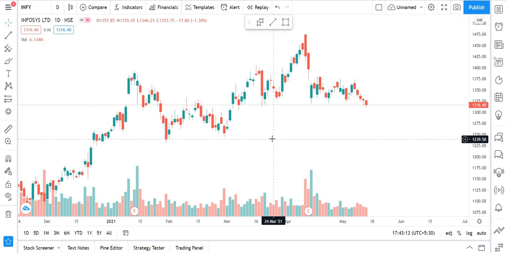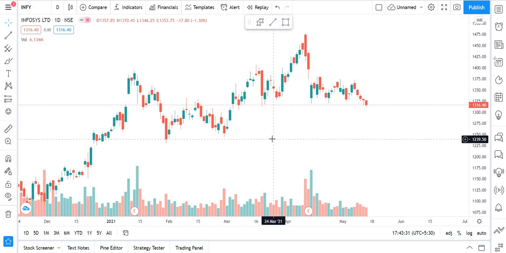But remember to always keep stop losses when you are trading. In a trader's life, the most important thing is the stop loss. It is more important than targets. So please do have stop losses while you are trading.